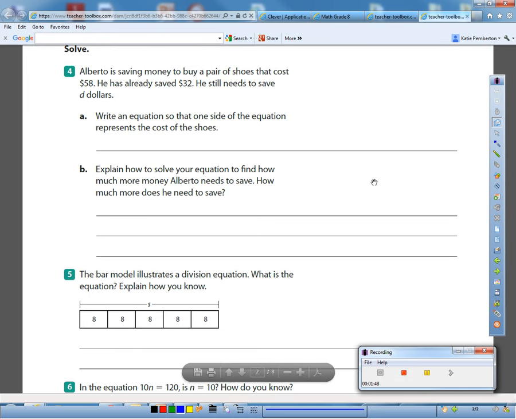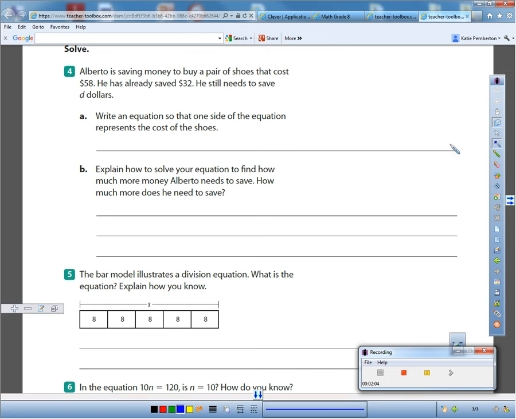Alright, so Alberto is saving money to buy a pair of shoes that cost $58. He's already saved $32. He still needs to save D dollars. Write an equation so that one side of the equation represents the cost of the shoes. Okay, so we're just building an equation here. Alright, so we know he already has $32 saved, and Alberto needs some more money, however much more, to get to the total of 58. So there's your equation. Equations always have an equal sign, so that's ready. Now explain how to solve the equation to find out how much more money Alberto needs to save. How much more does he actually need to save?